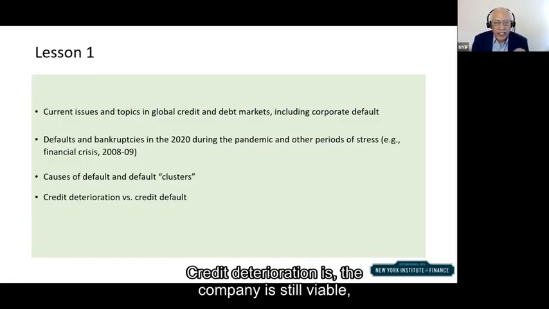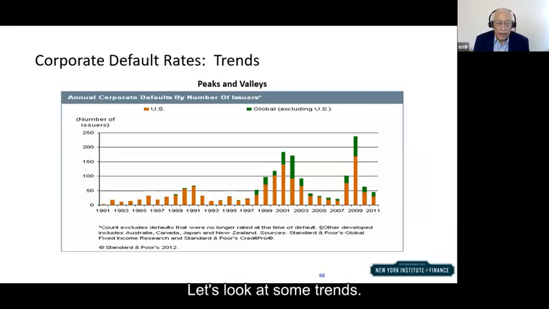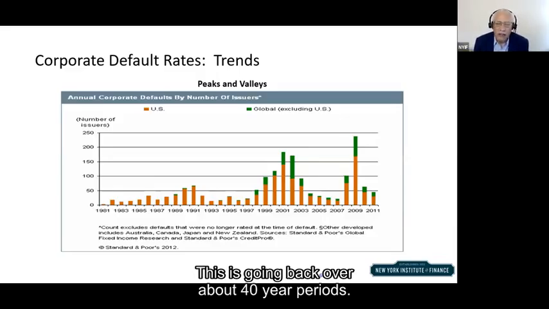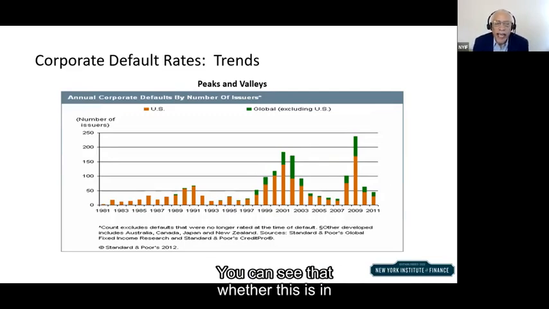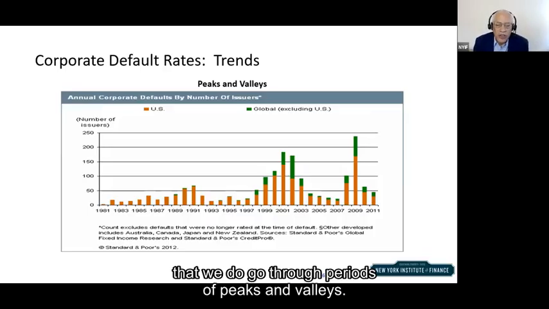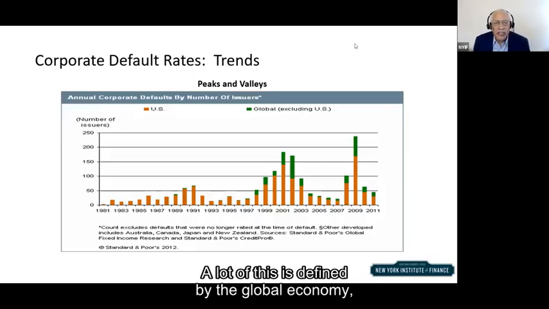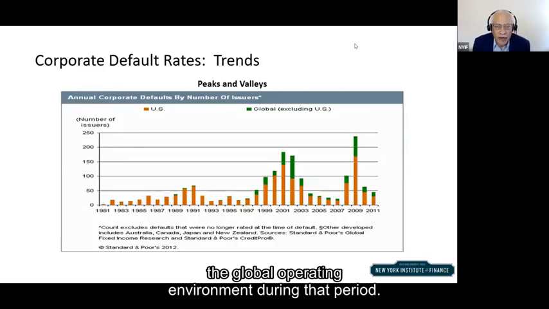Credit deterioration is when the company is still viable and still solvent, but the probability of default has likely increased. Now, let's look at some trends. This is going back over about a 40-year period, and you can see that whether this is in the US or global, we do go through periods of peaks and valleys. As I had mentioned, a lot of this is defined by the global economy, the global operating environment during that period.